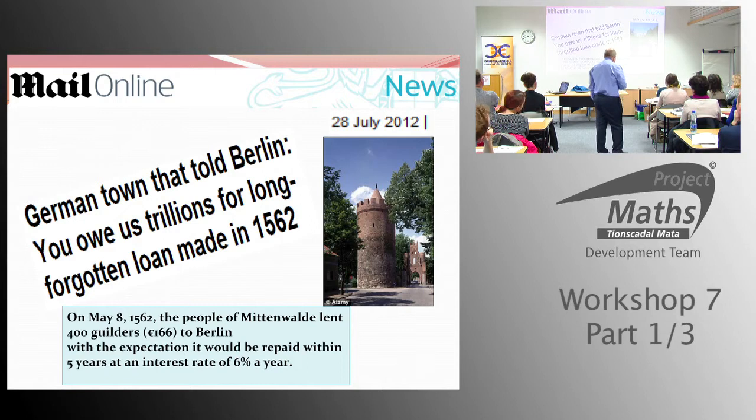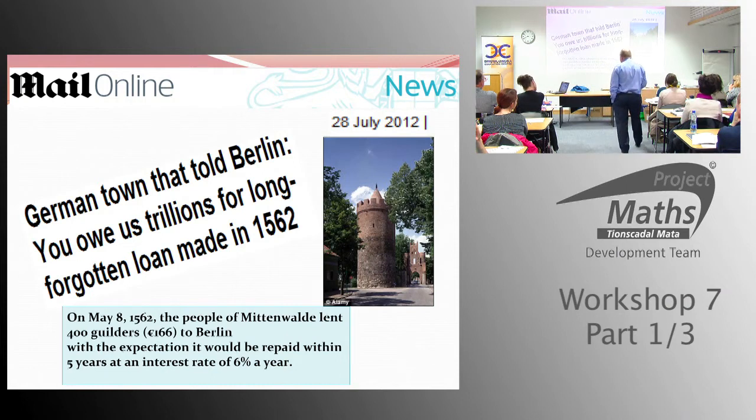There's 451 years between 1562 and the present time. Now, this article was in 28th July 2012. The mayor of Wittenwald, which is a town just outside Berlin, found this promissory note. And back in 1562, the town had lent the German government 400 guilders, which is about 166 euro.